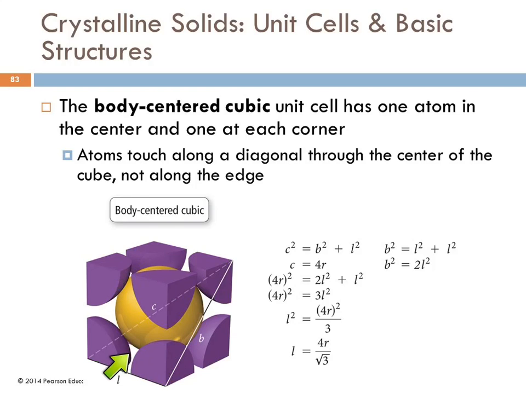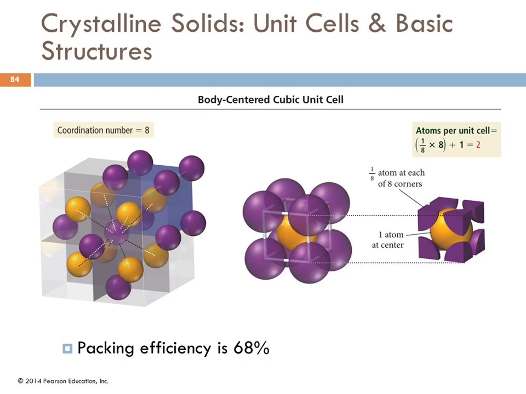How many atoms are within this unit cell? 2. There's the yellow one plus 1/8 of 8 others. You see that? So this one has 2 atoms in the unit cell. So there's the unit cell. If we take that unit cell and put it next to itself and repeat it in all the directions, you start to get something like this.